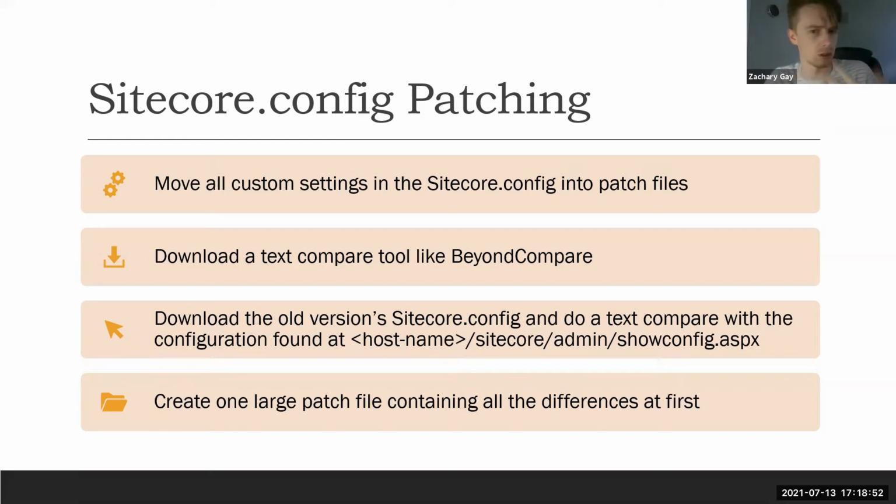So to make that a little more clear, make sure you get the vanilla untouched Sitecore config of the old version you're on. So then you'll want to compare that with the live Sitecore config file that's in use on your site. And then on Beyond Compare or whatever text compare tool you use, you'll see the differences and what has been manually added to the Sitecore config file. After you do that, grab all of those changes and create one large patch file that you can just apply to the new upgraded instance.